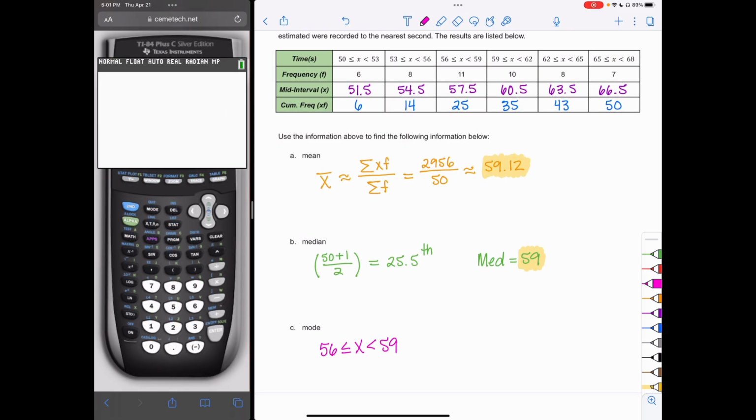Now to verify our answers by using the calculator, we are going to press stat, go to edit, and type in our mid-interval values into L1. We cannot type in a range of values into a single cell, so we have to use the mid-interval value. So we're going to type in these mid-interval values into L1 and be careful to make sure you don't make a simple mistake with inputting these numbers, because if you do, it will throw the entire answer off.